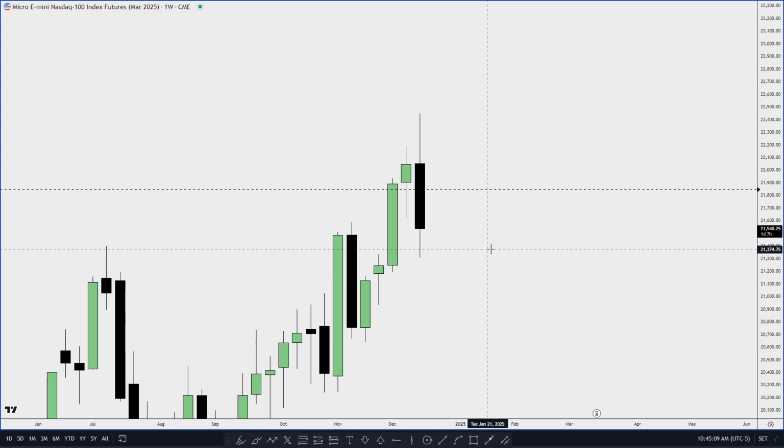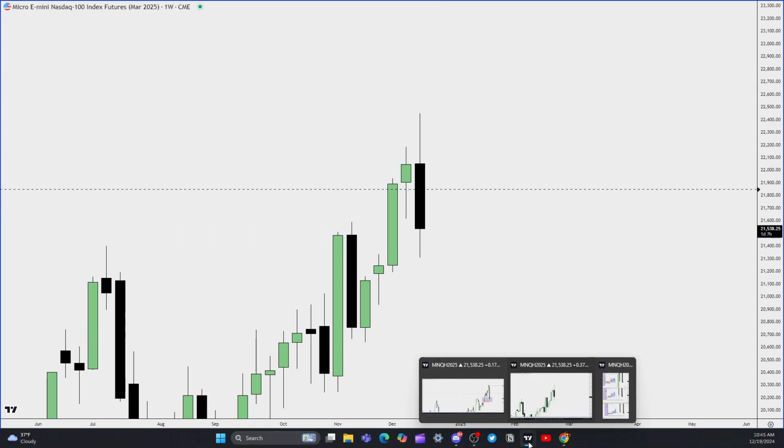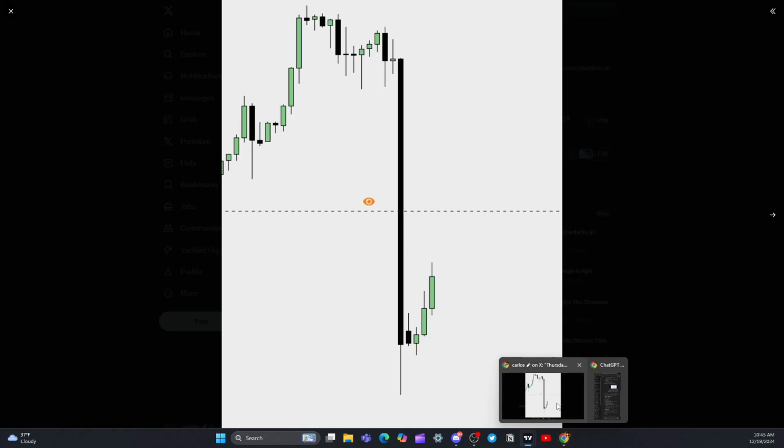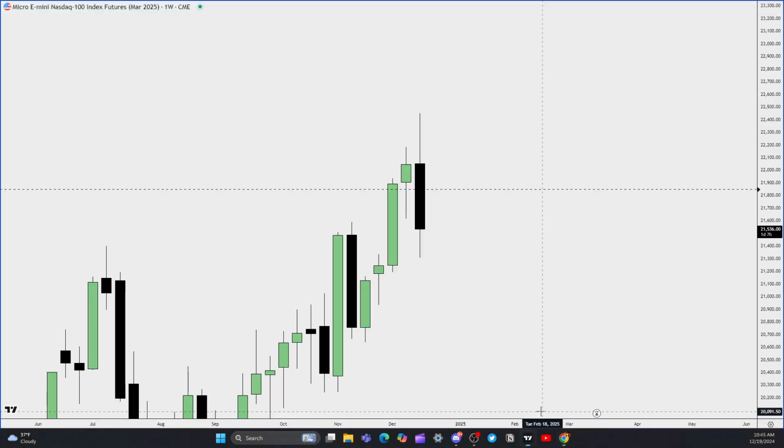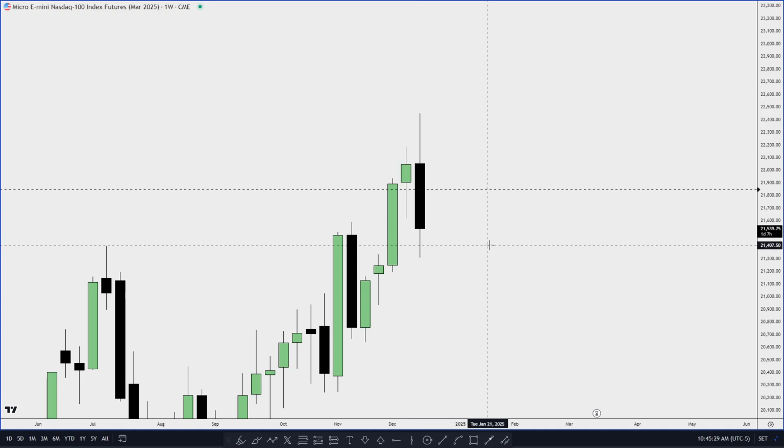And from this weekly BISI, I'm looking for a reaction out of this area right here, which is what we were having. So I'm going to do a quick rundown and top down. So once we had that weekly BISI, I was looking for my drawn liquidity.